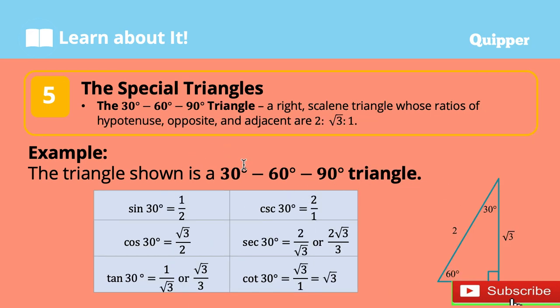Next, we have the 30, 60, 90. If you have this special triangle, no need to calculate. Just use these function values. Sine 30 degrees is 1/2. Cosine 30 degrees is square root of 3 over 2. Tangent 30 degrees is square root of 3 over 3. Then just get the reciprocals to get the other three trigonometric functions.